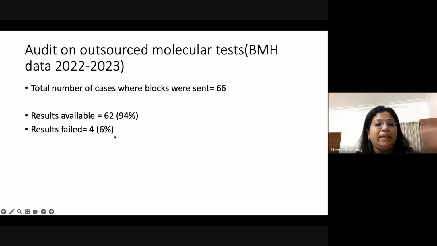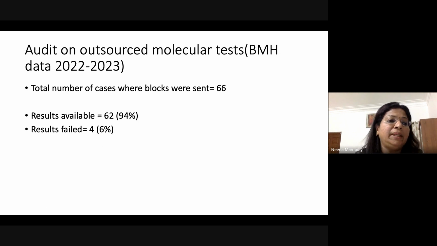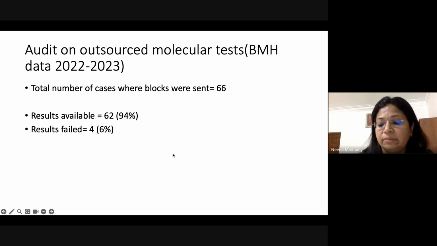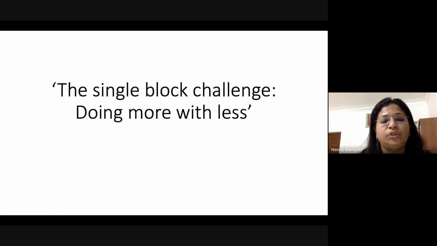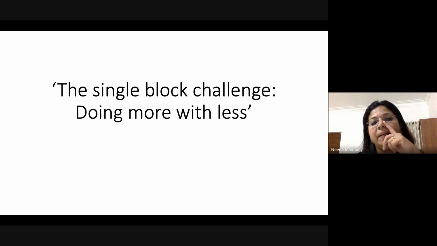Now, this failure rate, if it goes up, it's an indication that your quality of tissue is not good enough. This should not happen. Then it's better you go back and check where you're going wrong. Is it your cold ischemia time? Is it your overfixation that is causing these failed results? So it's good to have audits on these molecular tests to check the quality of tissue. Now, all said and done, we still have these challenges when we have the single block.